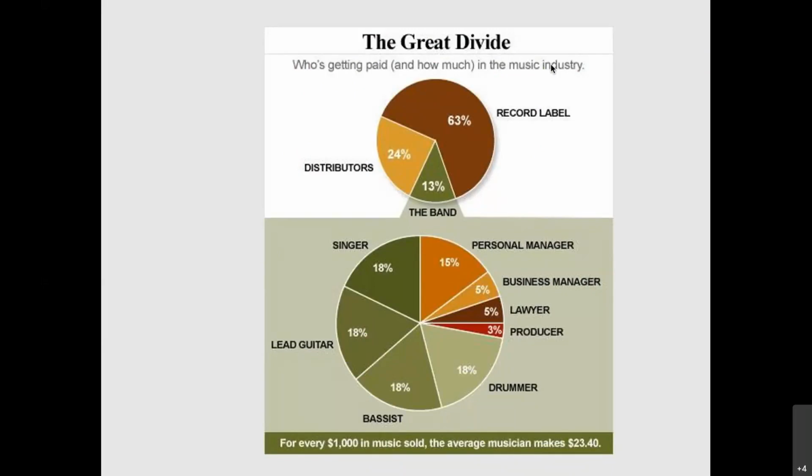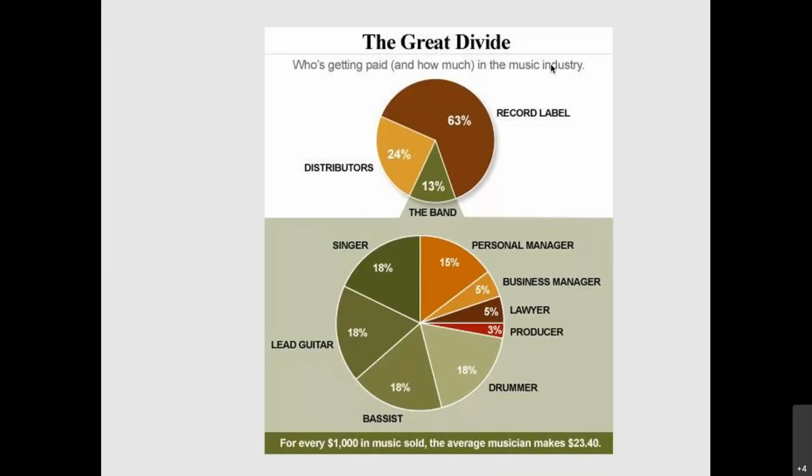So about 13% average. Out of that 13% is another pie. And out of that, various people make various monies. The personal manager might make 15% of that. The business manager makes 5%. The singer makes some money. The guitarist and bassist and drummer and various musicians who play on the recording make some money, but so do the lawyer and the producer. So all of that comes out of this small piece of the Great Divide. So you can kind of see how things are working within the industry.